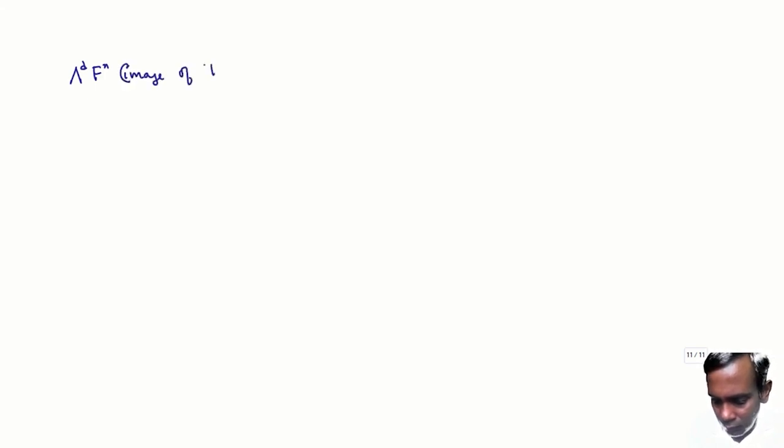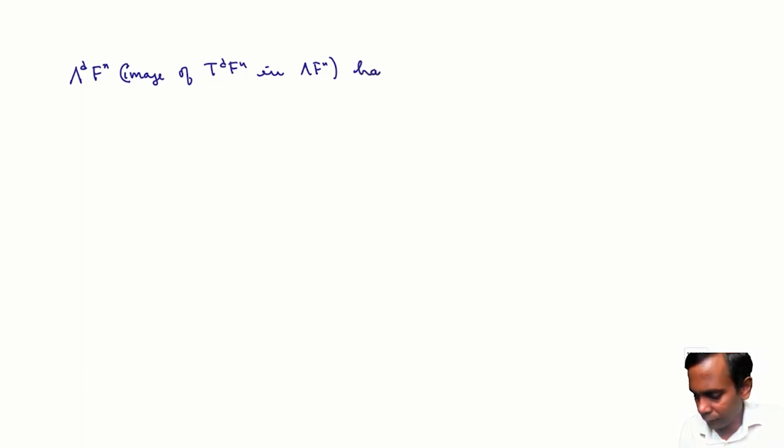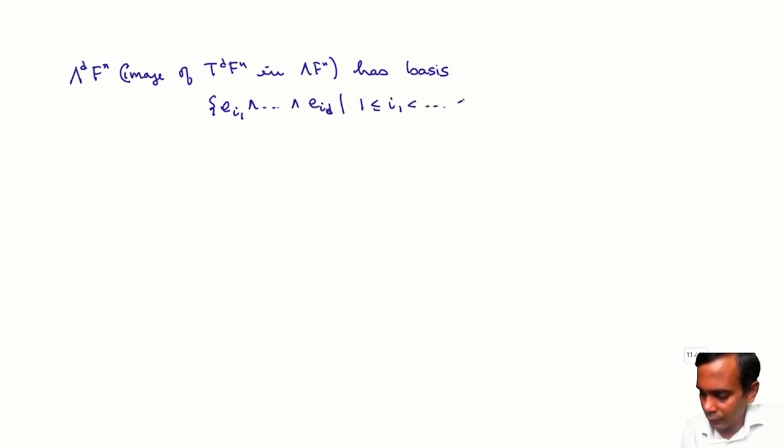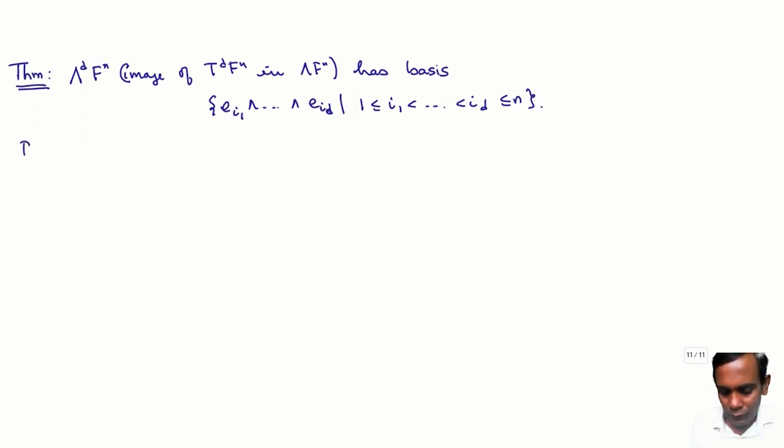Okay, now we are ready to prove the somewhat more difficult result that the wedge D Fn, recall, is the image of T D Fn in wedge Fn, has a basis EI1 wedge ... wedge EID where 1 is less than or equal to I1 less than ... less than ID less than or equal to N. This we can call a theorem, and we've already seen that this set spans wedge D Fn. We want to show that these elements are actually linearly independent.